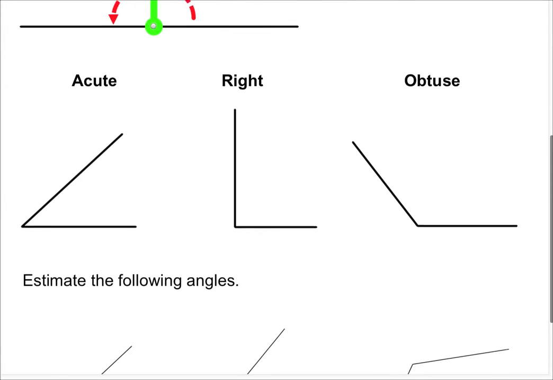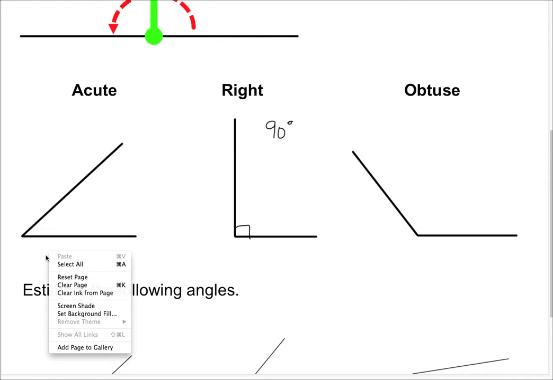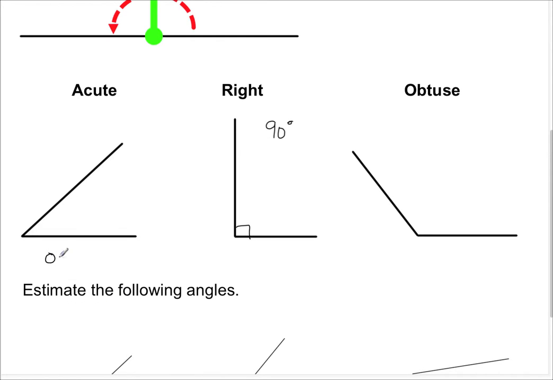There's three things that I want you to know: what an acute angle is, what a right angle is, and an obtuse angle, and we've actually already talked about the right angle. A right angle is exactly 90 degrees. Now, an acute angle is a small angle. It's this tiny little cute angle. It's somewhere between 0 and 90 degrees.